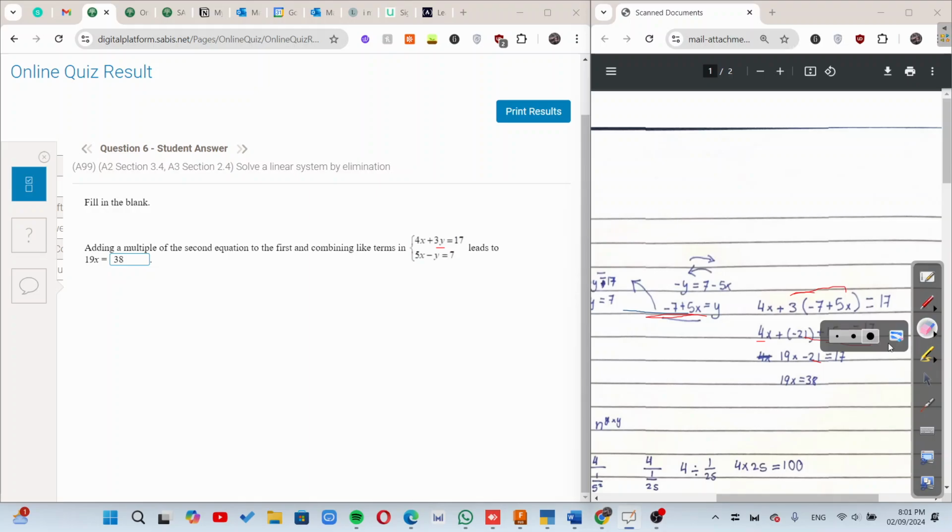Now, you could simplify this, but you're not going to simplify it because here they told you they want it in terms of 19x, not 2x. So don't simplify here. Okay, next question.